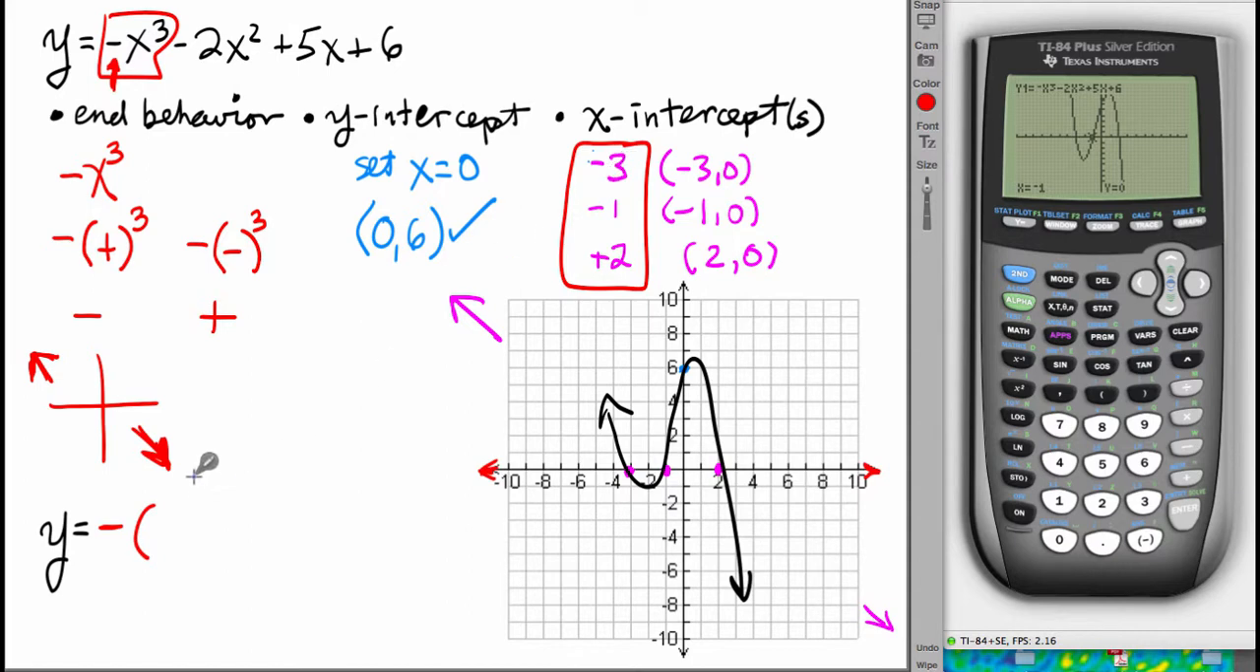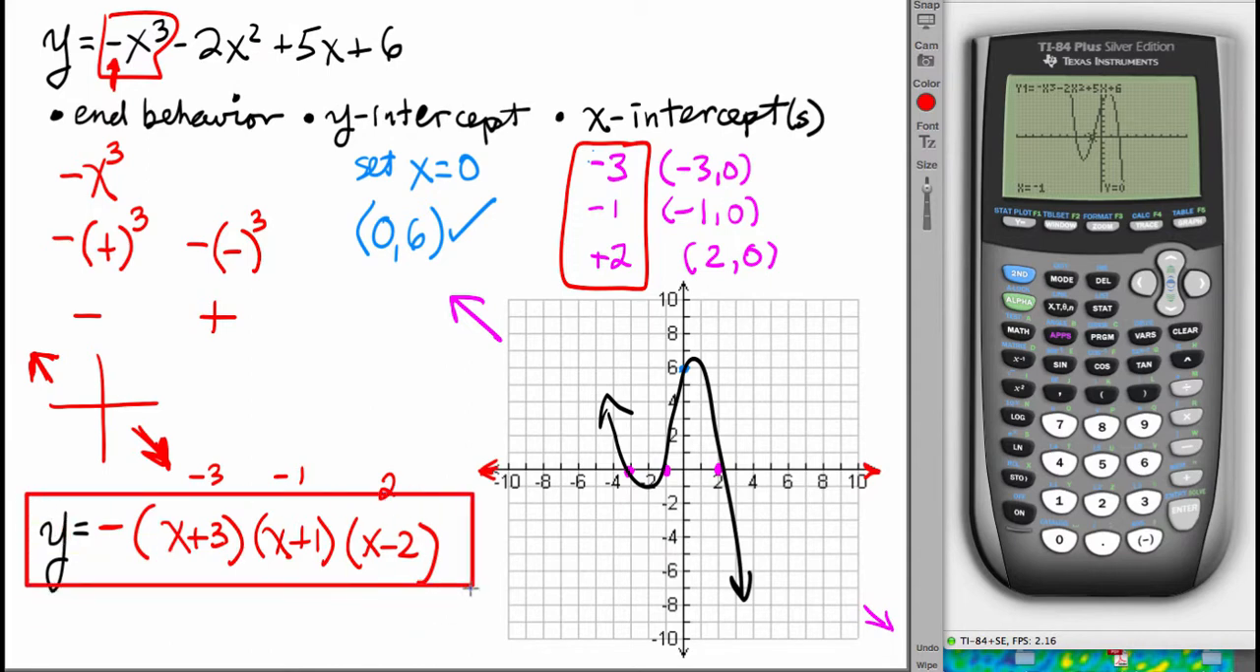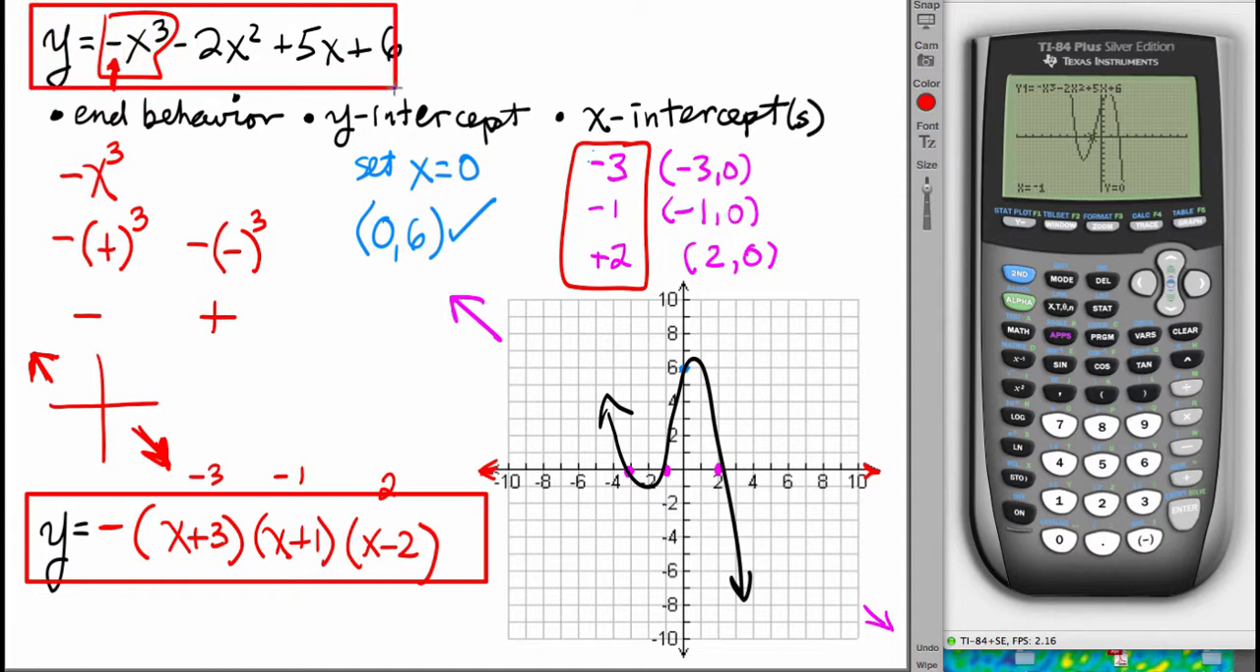The first x-intercept is negative 3. Each x-intercept or root will correspond to a factor. In this case, negative 3 corresponds to x plus 3. Negative 1 corresponds to x plus 1 as a factor. And finally, 2 corresponds to x minus 2 as a factor. So in the red box at the end of the problem, that is the factored form of the polynomial.